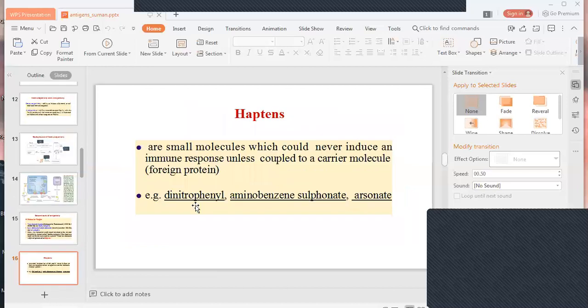Here I have mentioned a few compounds that can act as a hapten. Haptens can be defined as small molecules which could never induce an immune response unless coupled to a carrier molecule, that is, a foreign protein. So what sorts of molecules can function as hapten? Dinitrophenyl group containing organic molecules, aminobenzene sulfonate, arsenate. These are examples of haptens.